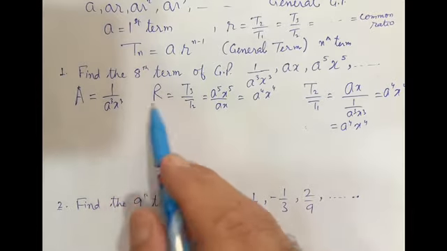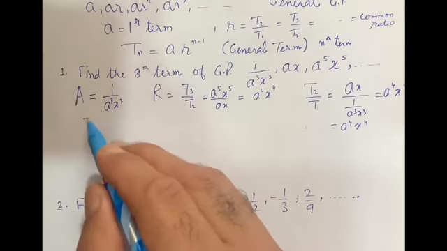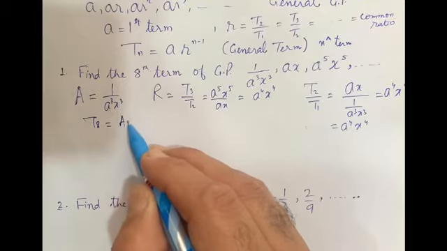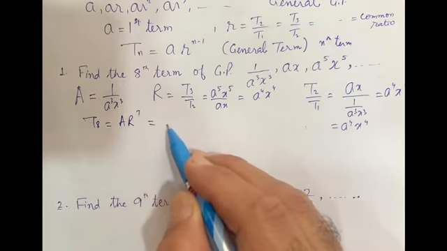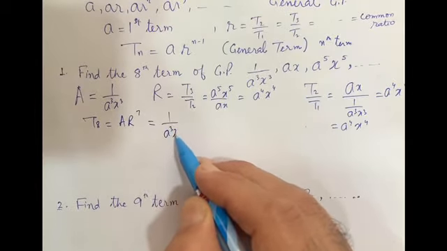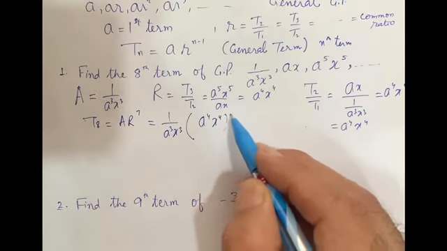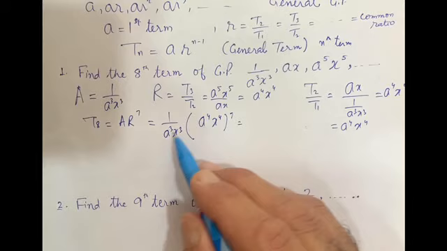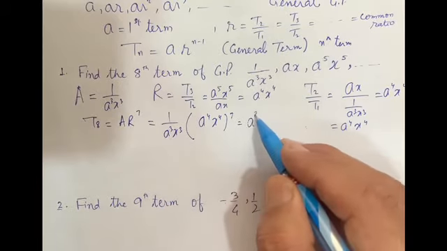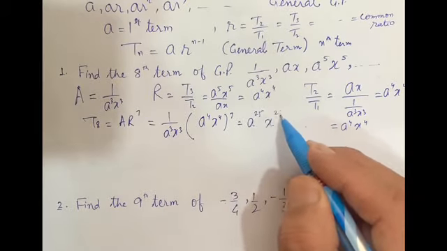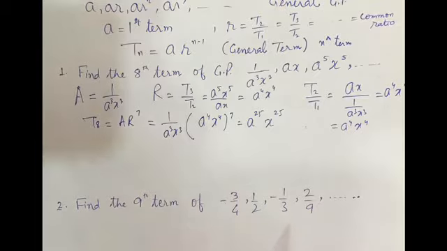Now we know A, we know R, 8th term. This is A into R raised to 7. That's 1 by A cube x cube into R, which is A raised to 4 x raised to 4, raised to 7. This will be 28 minus 3, 25. A raised to 25 into x raised to 25. The next one.